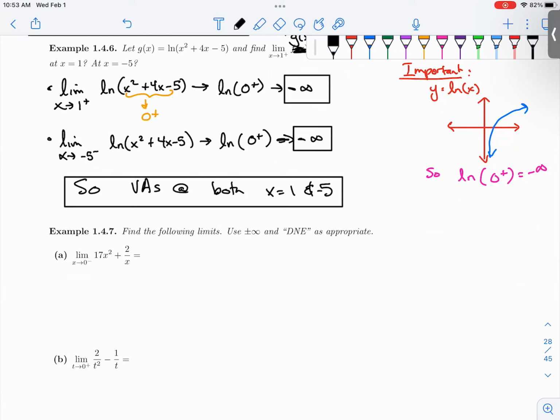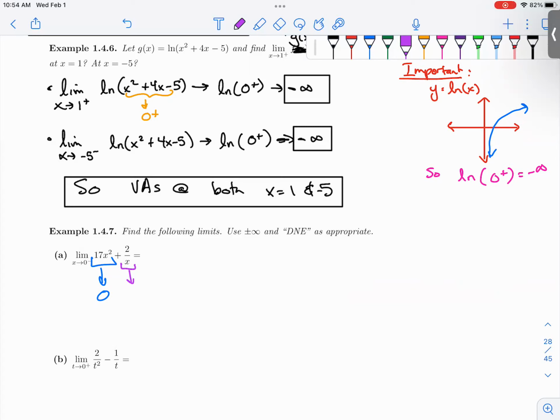The limit as x approaches 0 from the left of 17x squared plus 2 over x. One thing we can try is just plugging it in. So this will approach 0, and this will approach 2 over 0, but it's 2 over 0 from the left-hand side, right? So it's going to approach positive infinity or negative infinity.